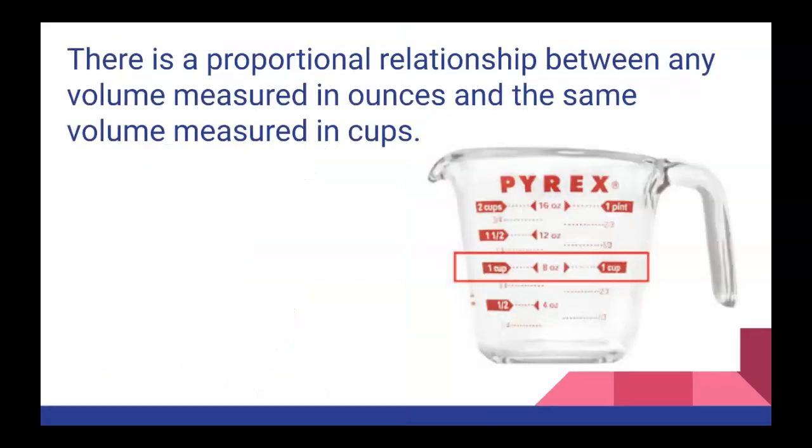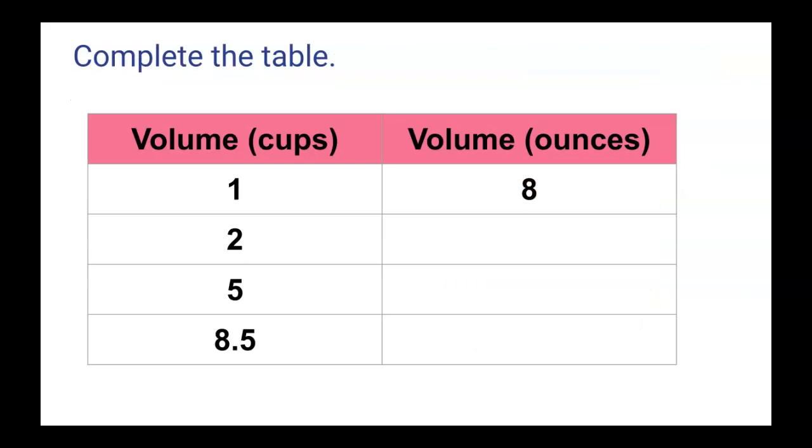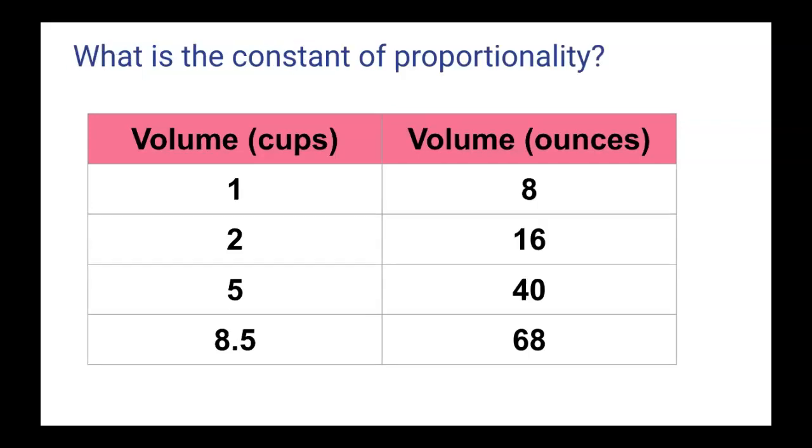So there's a proportional relationship when you look at any volume measured in ounces and that same volume measured in cups, because there are always 8 ounces in one cup. Using this information, I would like you to complete the table. All right, I hope your table looks like this.